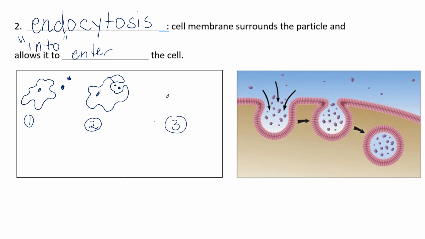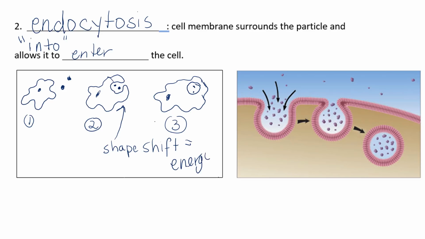And then, let's get the third one. Those arms, there's the nucleus, there's the particles we wanted inside, actually fuse together, and it creates a little vacuole that contains the food. For the cell membrane to change shape, it needs energy, okay?